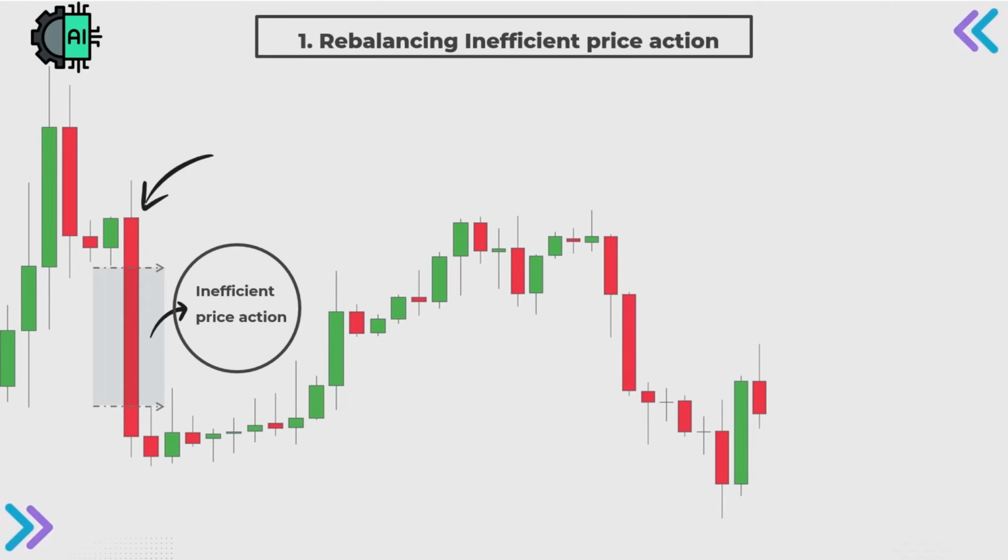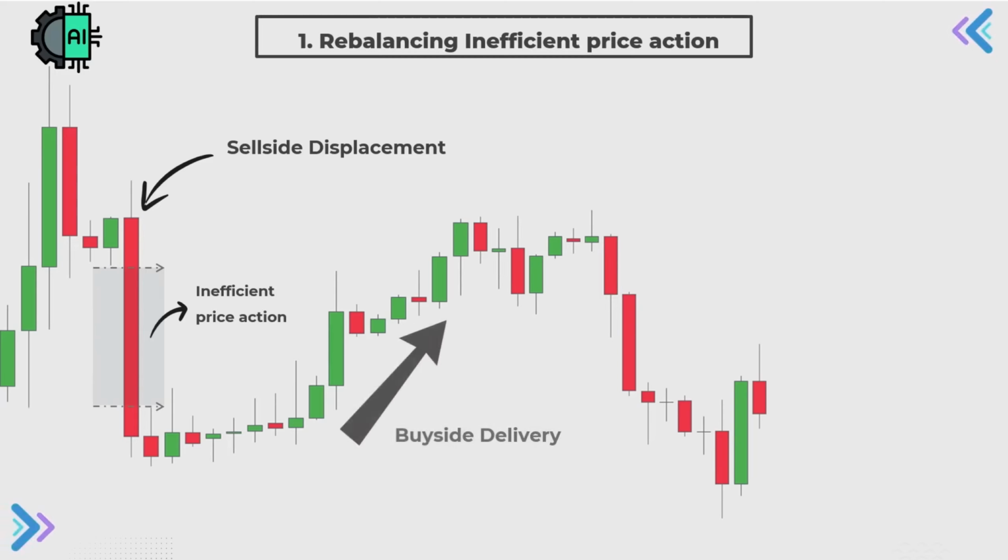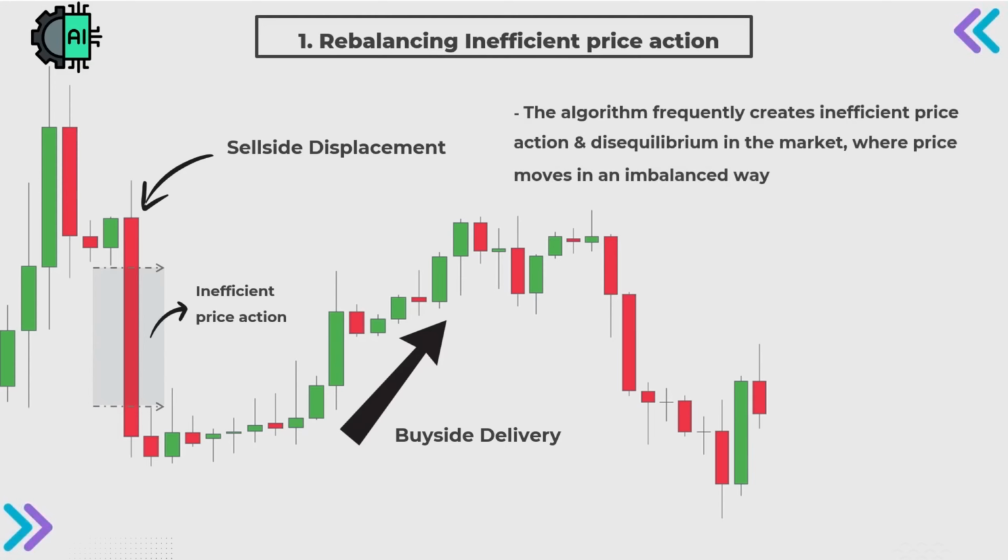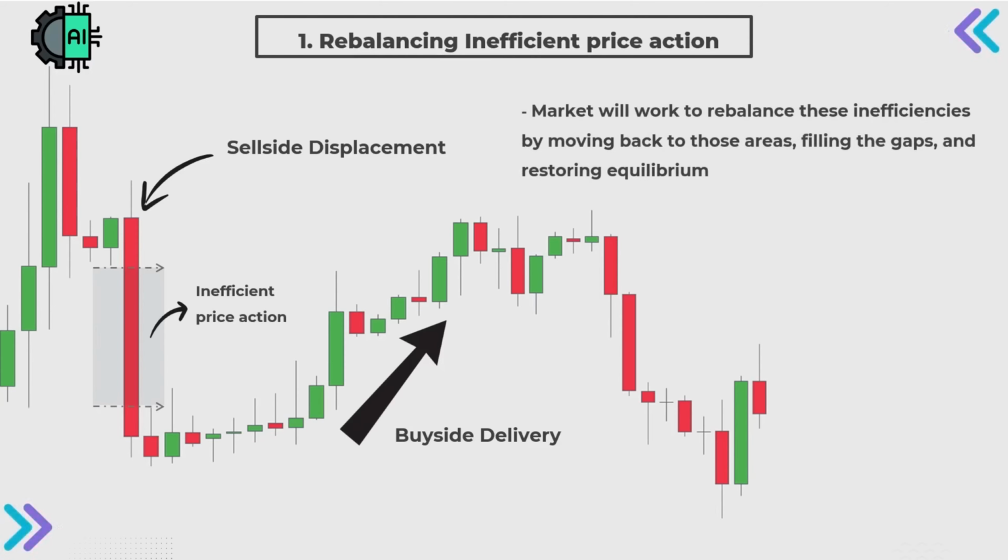The first way that IPDA operates is by rebalancing inefficient price action. As you can see, we have an inefficient price action created by this large bearish candle because of the lack of buy orders in that specific area, and the price moved with great sell-side momentum to offer any buy-side delivery. This is known as sell-side price displacement. IPDA offers buy-side delivery to fill out and rebalance this sell-side inefficient delivery.